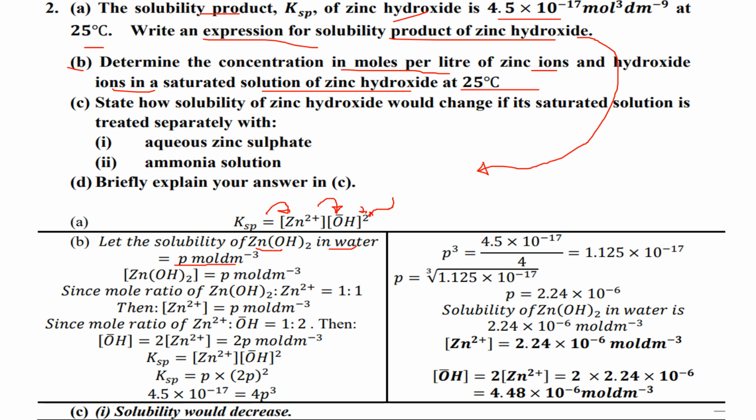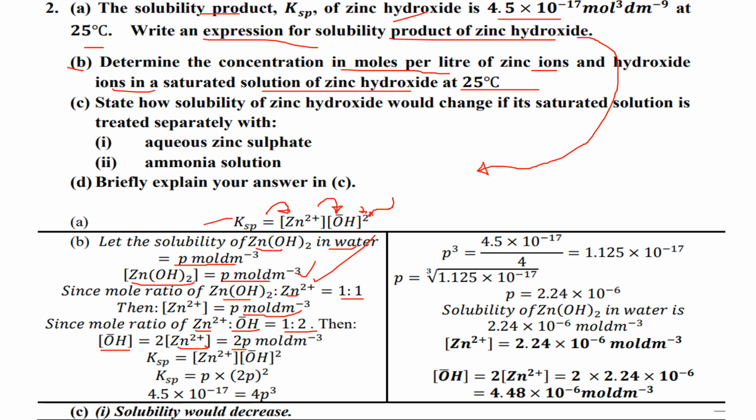Now we compare mole ratios. So the molar concentration of zinc hydroxide is going to be p mole per decimeter cubed. We compare mole ratios between the zinc hydroxide and the zinc ion, and it's going to be 1 to 1. That means the molar concentration of zinc ions is the same, p moles per decimeter cubed. We also compare the mole ratio between zinc ions and hydroxide ions from the equation that you wrote earlier, and you're going to find that the ratio is 1 to 2. Then the molar concentration of the hydroxide ions is equal to twice the molar concentration of zinc ions, which is going to be 2p moles per decimeter cubed.